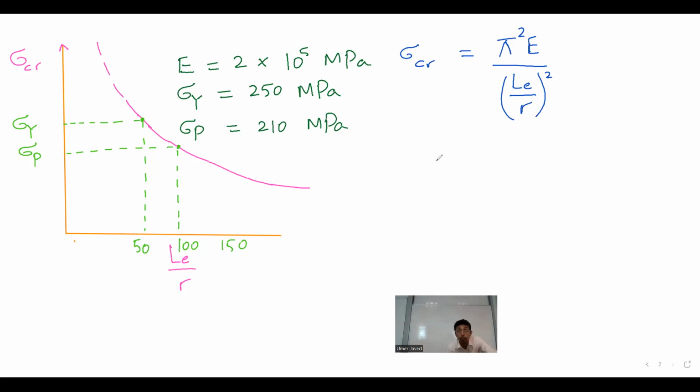Do the number crunching. Number one, write LE over R on the left-hand side. This is step one. And trust me, you can consider this as an example. You will write the word LIMITING. If you want to use the word critical, I don't have any issues, but I will address this as limiting. This is equal to pi square E over sigma critical. Okay, what is the value of sigma critical?